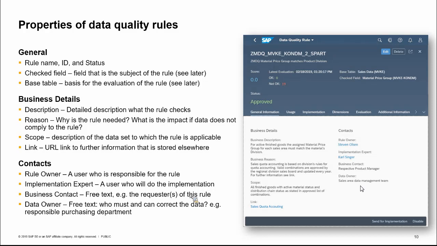You can store a link for further information, and also contact information: who's the rule owner, who's responsible, who is the decision maker to put the rule into production and who can sunset the rule, who is the implementation expert. That's what we typically saw when talking to customers, that this is still a separation, but as said, you can set this up as you want using the business catalog that we provide as part of the business role template. Then you can use two free text fields to capture who's the business contact, who's the data owner of that rule.